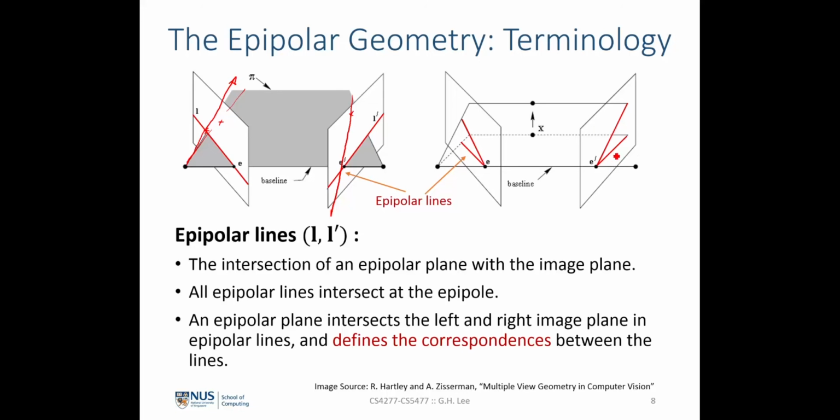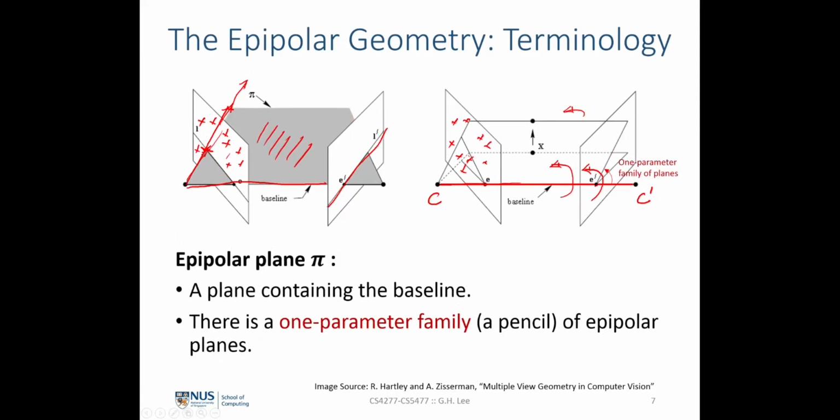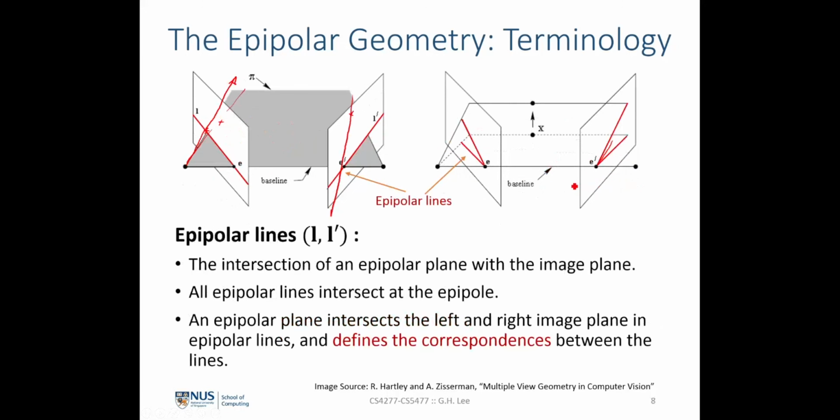What's interesting here is that this whole family of epipolar lines is related to the family of epipolar planes that we have seen earlier on. It's simply that a pair of these corresponding epipolar lines, which we denote as L and L prime respectively, is the intersection of an epipolar plane with the two respective camera images. And we also note this family of epipolar lines is parameterized by one parameter.